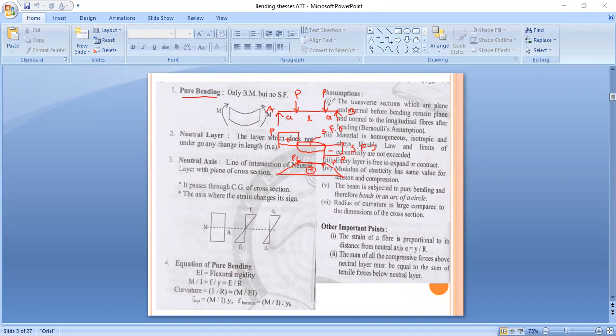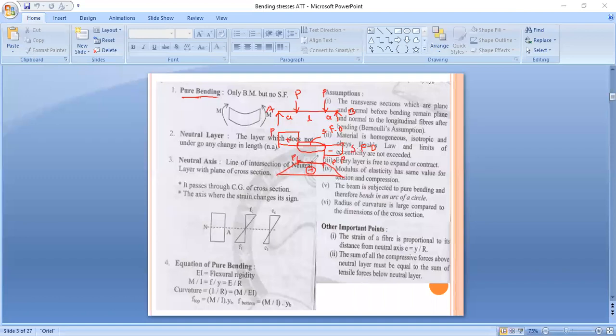Now, due to this two-point loading, pure bending occurs. Please remember this thing. Again and again you require this basic concept. Due to two-point loading, pure bending occurs, and due to one-point loading, maximum bending or maximum deflection occurs. Got it?